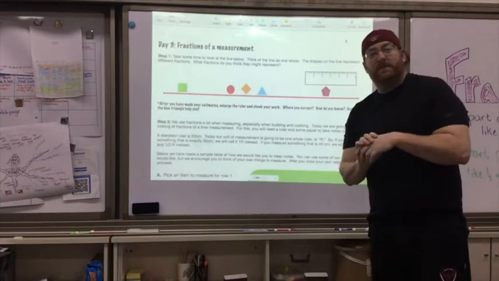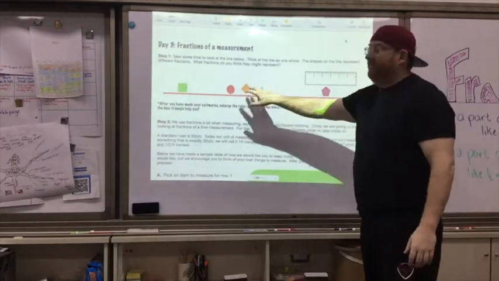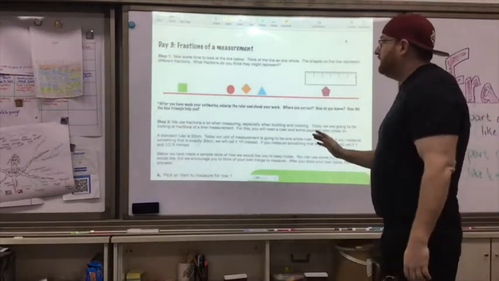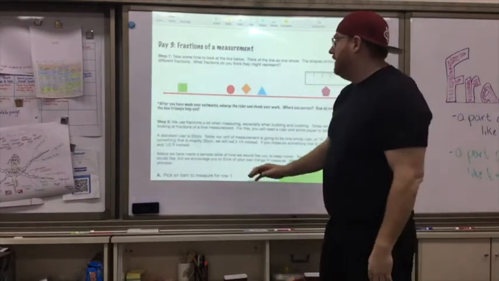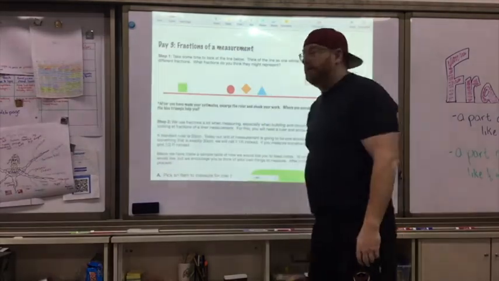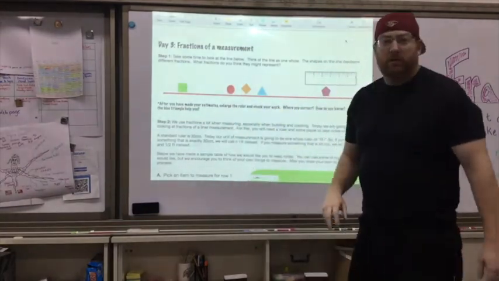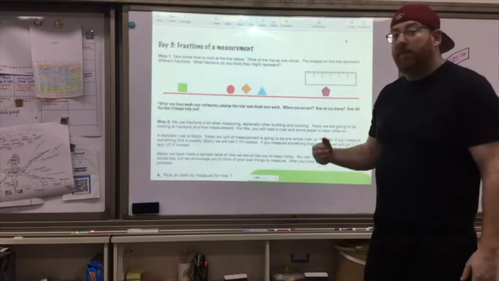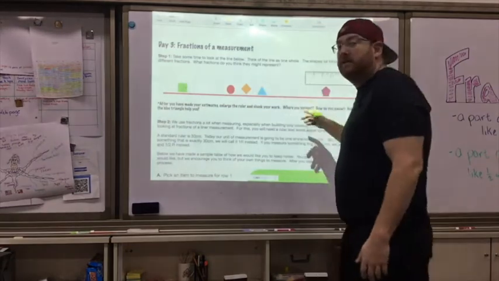All right, guys. What I asked you to do is take a look at this line and these shapes and make a couple of estimates. I want you to think about this line almost like a race. This is the start of the race, and this is the end of the race. And each shape is a different runner. What I want you to think about is what fraction of the race has each of these shapes completed so far.